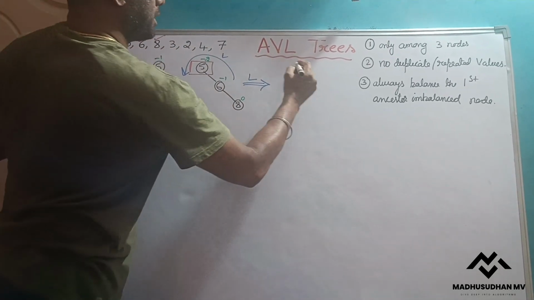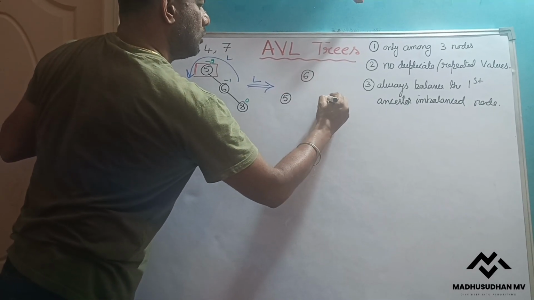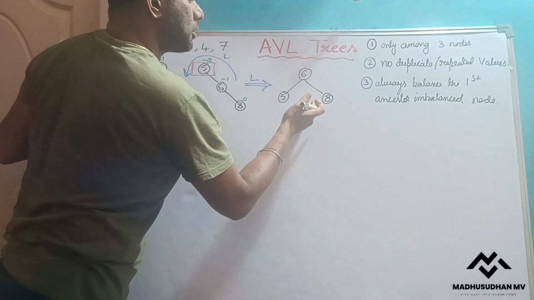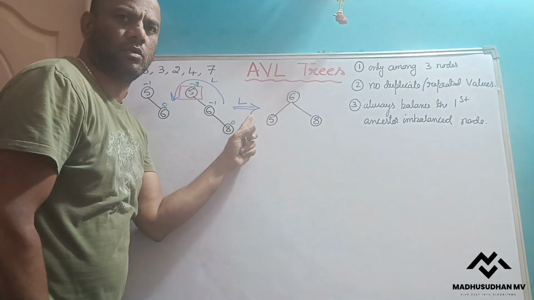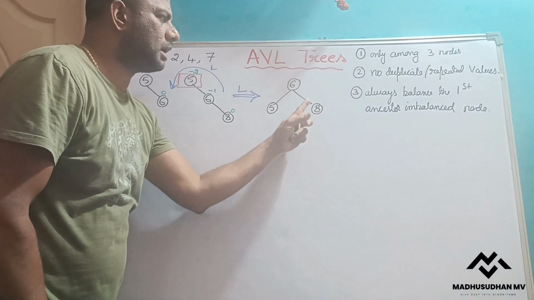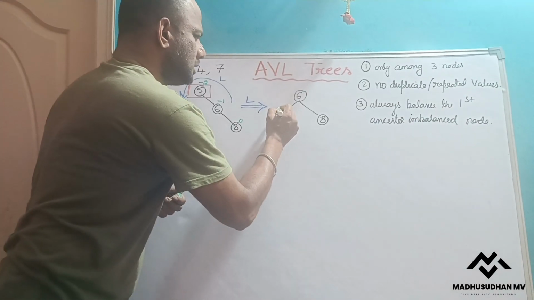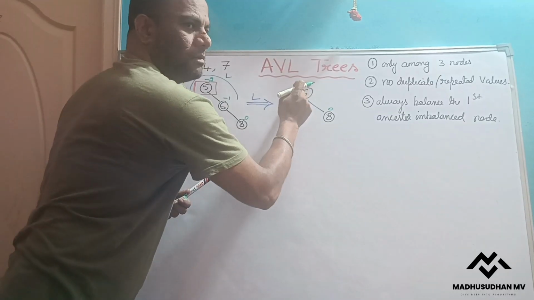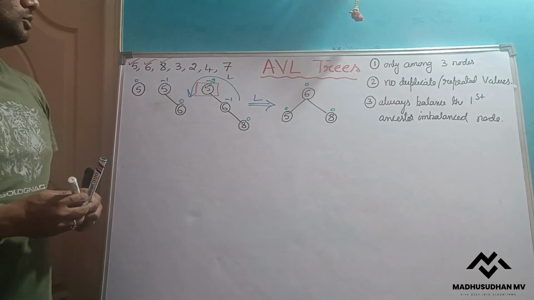6 goes upper. 5 comes here. 8 goes here. See, it still holds the property of a binary search tree. All the elements in the left subtree are lesser than the root node, and all the elements in the right subtree are greater. So the balance factor of this one is again leaf node 0, 0. 1 edge, 1 minus 1, 0. Perfectly balanced. So this is done.